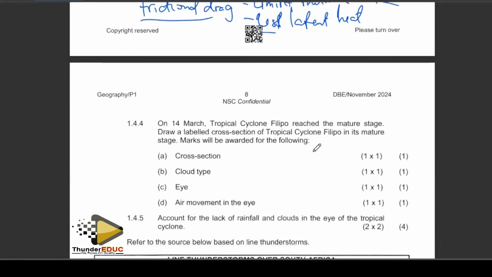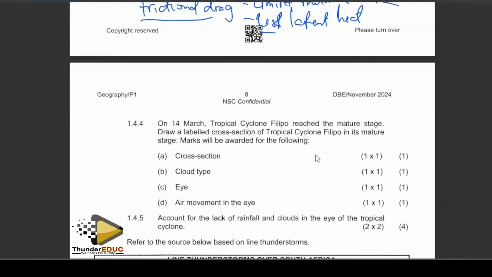Right. Then we'll also move on to question 144. On March 14, tropical cyclone Filippo reached the mature stage. Draw a labeled cross-section of tropical cyclone Filippo in its mature stage. Marks will be awarded for the following. You have to indicate the cross-section itself. It must have a correct shape and the type of cloud that forms, and also the eye of the system and the air movement in the eye.